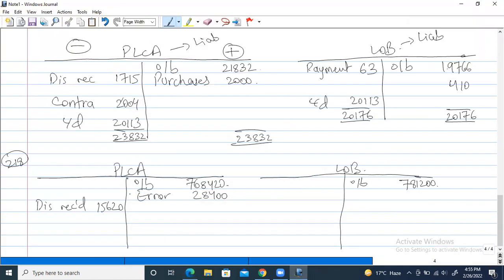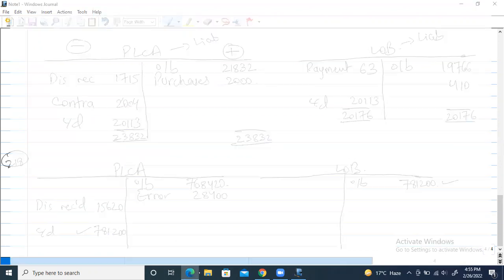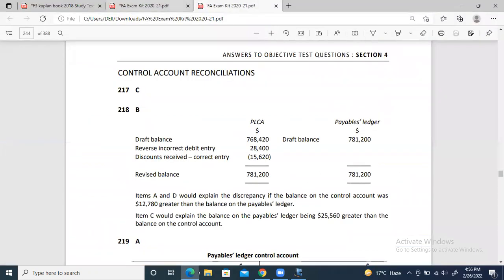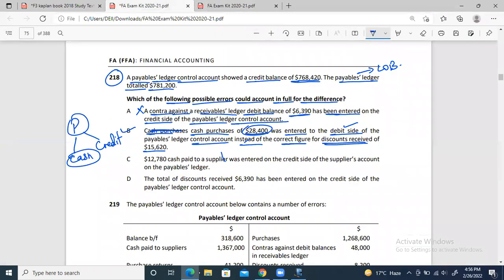Now let's see if this is correct or not. 768,420 plus 28,400 and minus 15,620. Yes, this is giving us the correct option. So surprisingly, this is the correct option, 781,200. It's 781,200 over here as well and over here as well. Okay, right? So the correct option for this, let me check as well. Yes, it's option B.